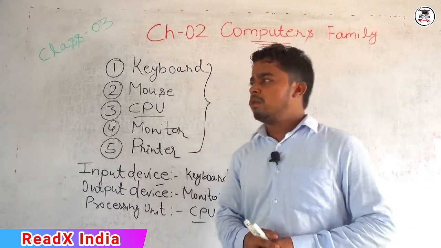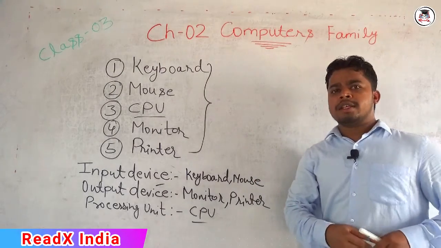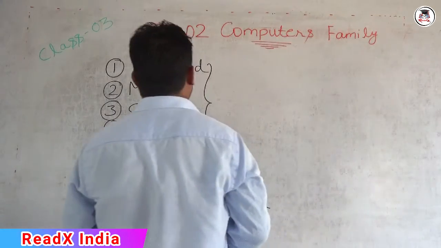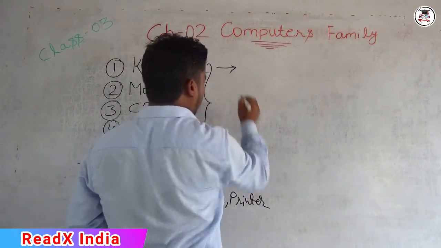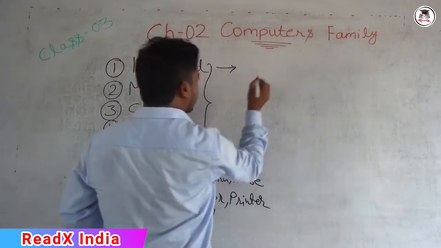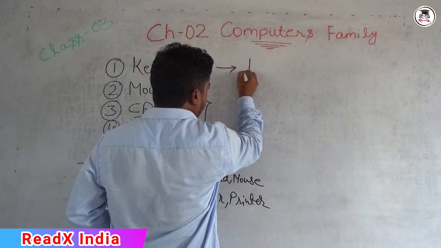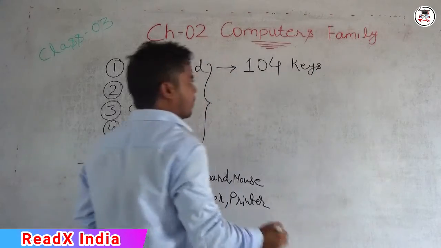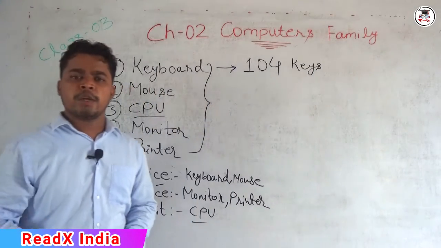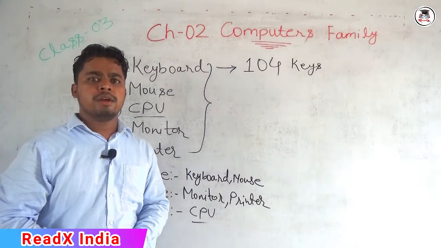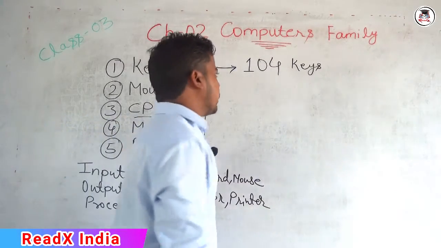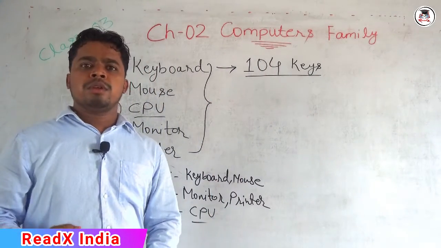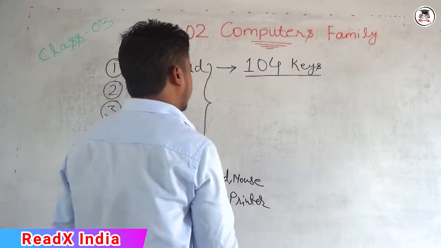Okay students, now let us see all these in more detail. The first one is the keyboard. If we talk about a standard keyboard, it has 104 keys. How many keys in a standard keyboard? 104 keys. And all those keys are subdivided into some categories, so we'll see what those are.